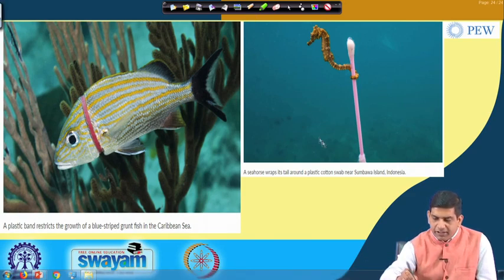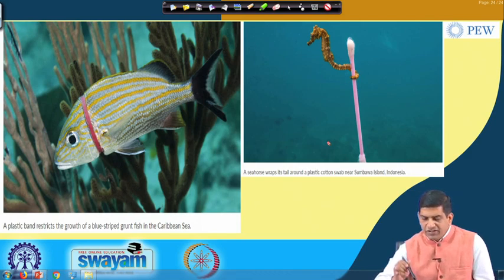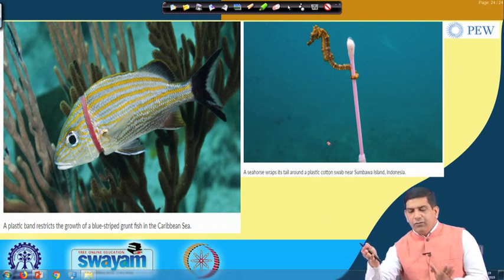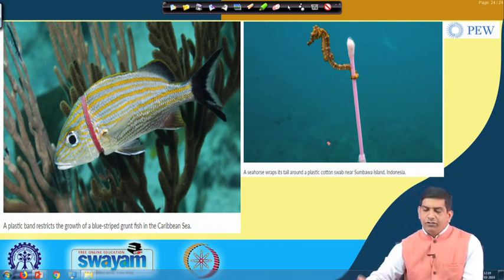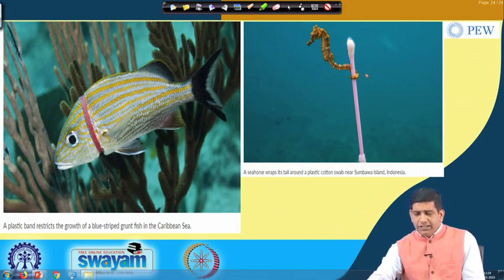National Geographic also has that picture, where a seahorse wraps its tail around a plastic cotton swab near Sumbawa Island in Indonesia. So that kind of shows what is happening in the ocean, where this plastic cotton swab is there in the ocean, and the seahorse wraps its tail around it.